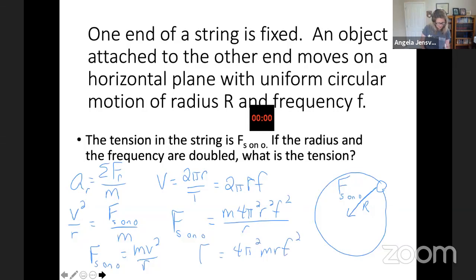Now we've got to think about what would happen to this tension if I doubled r, so times 2, and I doubled the frequency. I want to take the frequency and multiply it by 2. Well, the frequency squared, if you double it and square it, that'd be 4 times as much. Multiply it by a doubled radius, you would get 8 times as much. So the answer is 8 times the original force of the string on the object.